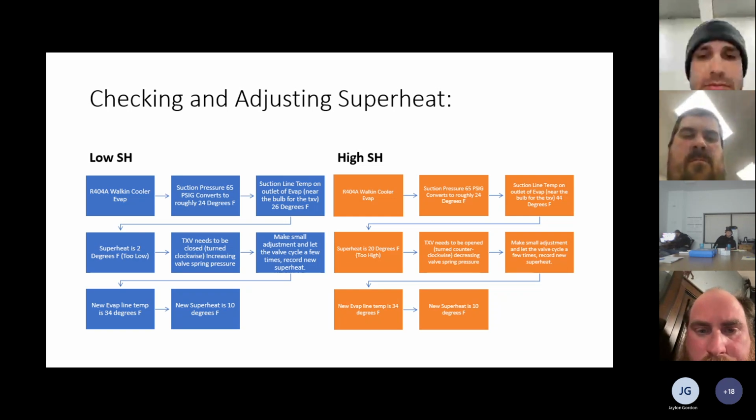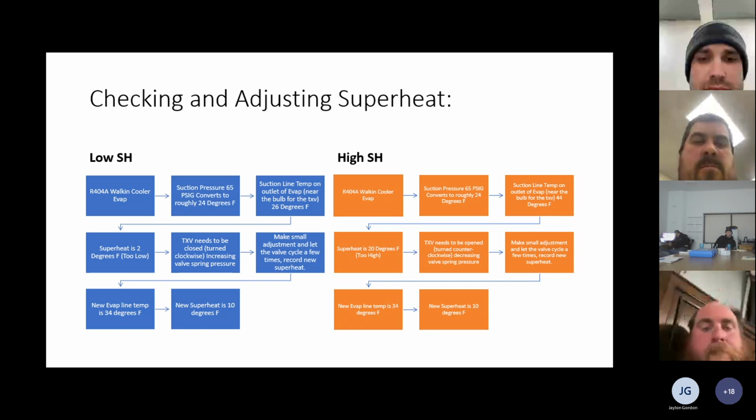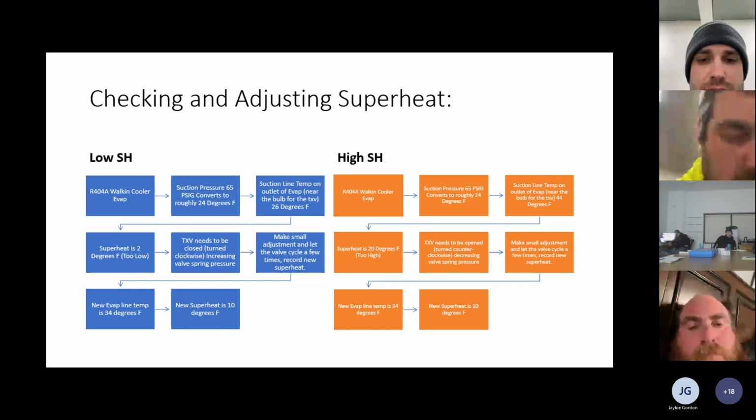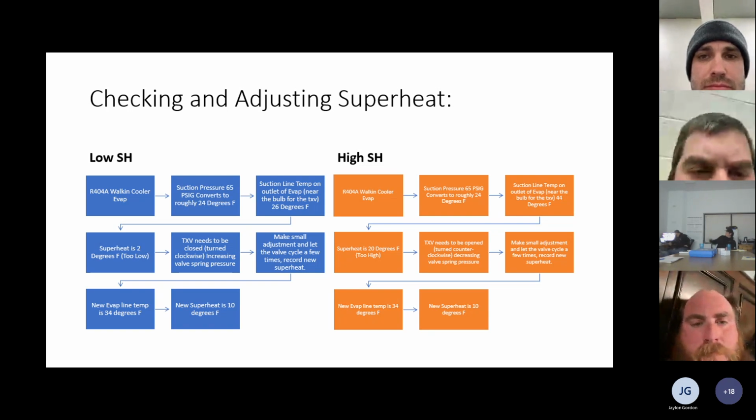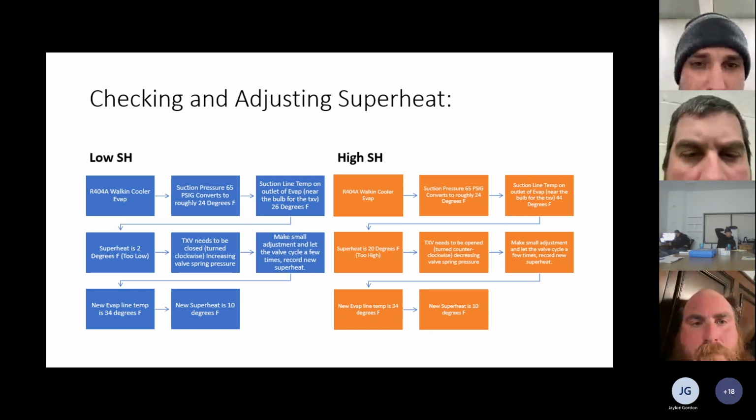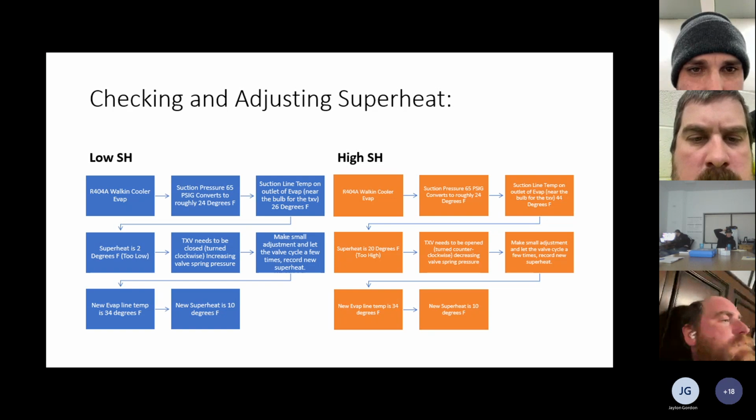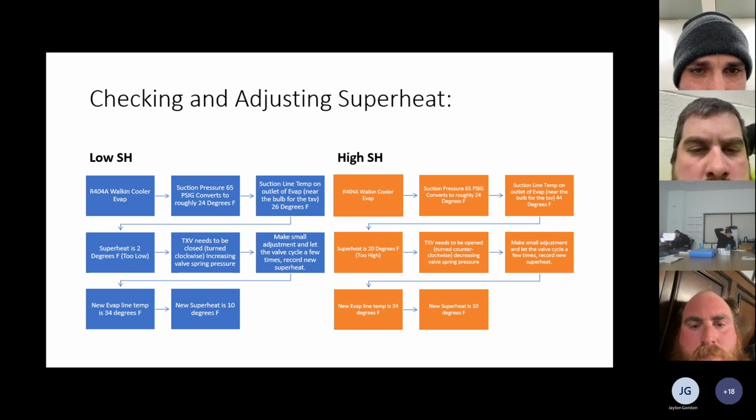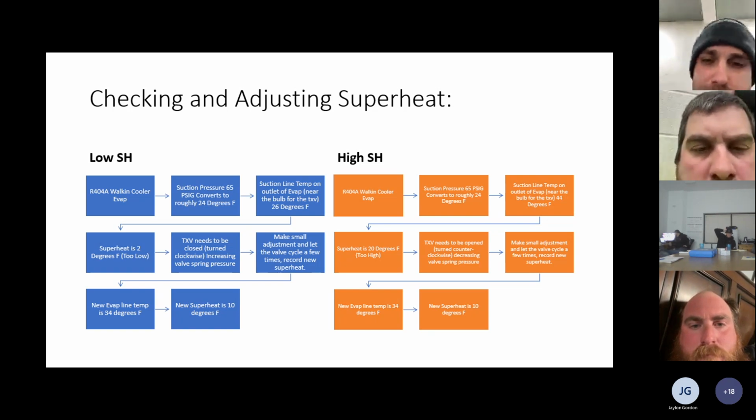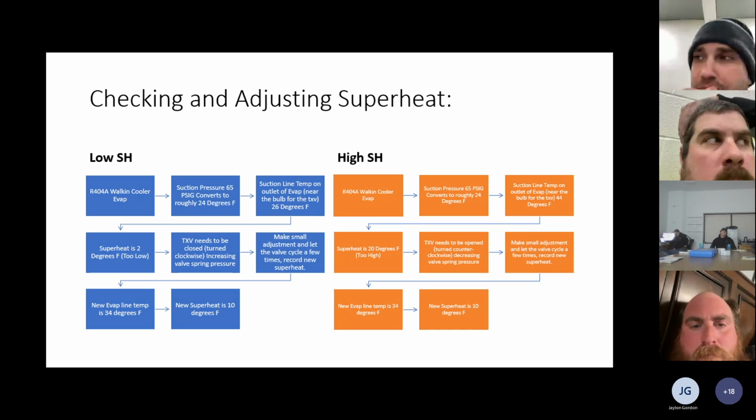Let's say we've got an R404A walk-in cooler evap. We're running a suction pressure of 65, which converts to about 24 degrees. Our suction line temp on the outlet of the evap near the bulb is 26 degrees. That is a 2 degree superheat, which is too low. The TXV needs to be closed, which is turned clockwise. You close it clockwise, you open it counterclockwise, kind of like a water spigot on the side of your house. When you turn it clockwise, you're increasing the valve spring pressure. Make small adjustments, let the valve cycle.